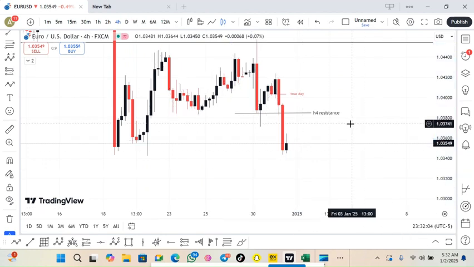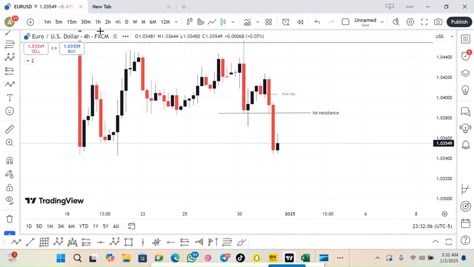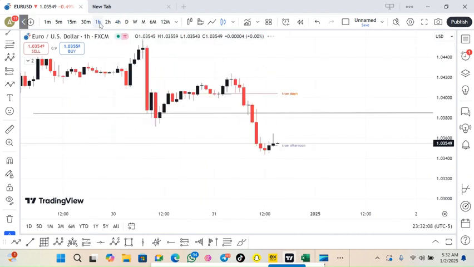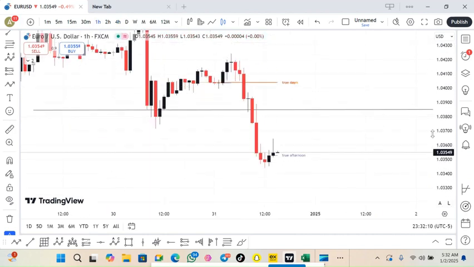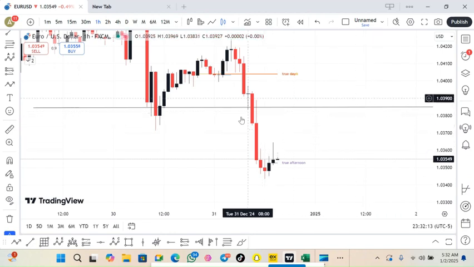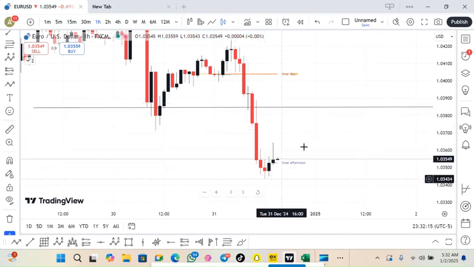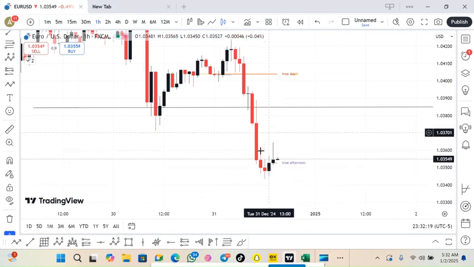Then remember, the next thing is to go for 1 hour. In 1 hour, because of the pullback that is happening in 4 hours, it takes the 4 hours candle to give you a 5 minutes structure. So everything that is happening here now is to generate liquidity. If we go to 5 minutes, you will see that you are still clearly bearish on 1 hour.